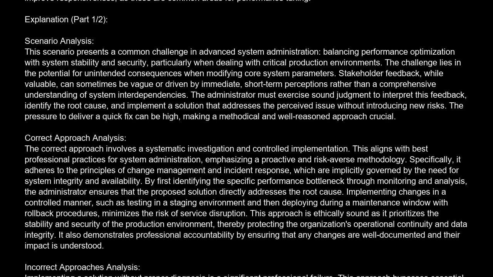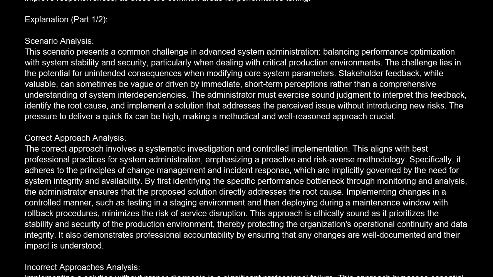Correct answer is D. Immediately adjust kernel tuning parameters related to network buffering and memory management to potentially improve responsiveness, as these are common areas for performance tuning. Explanation. Scenario analysis. This scenario presents a common challenge in advanced system administration, balancing performance optimization with system stability and security, particularly when dealing with critical production environments. The challenge lies in the potential for unintended consequences when modifying core system parameters.